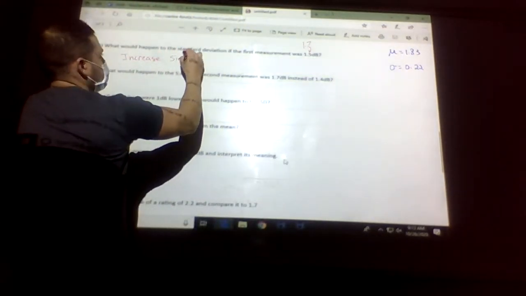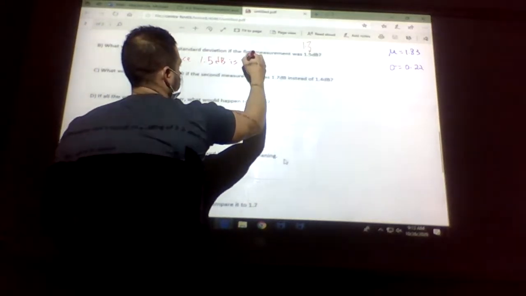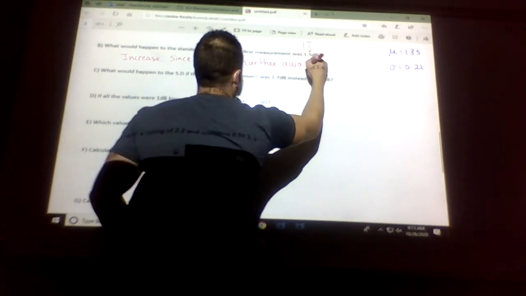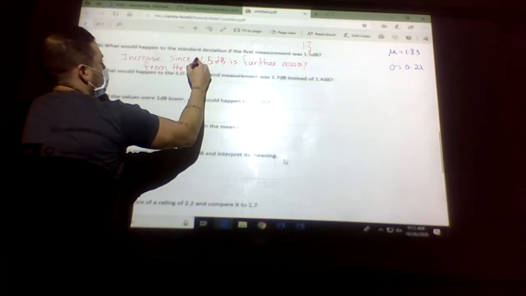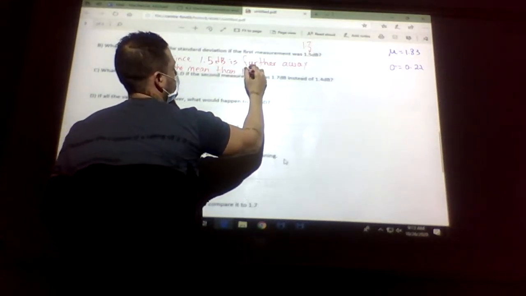So increase, since 1.5 decibels is further away from the mean than 1.7. So standard deviation will increase since 1.5 decibels is further away from the mean than 1.7.